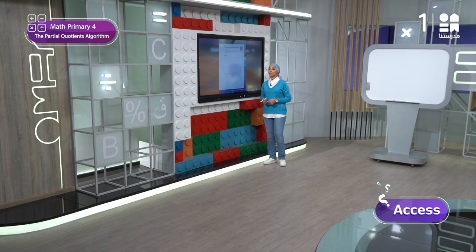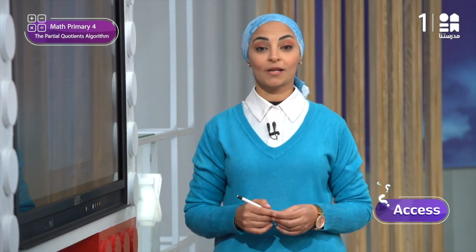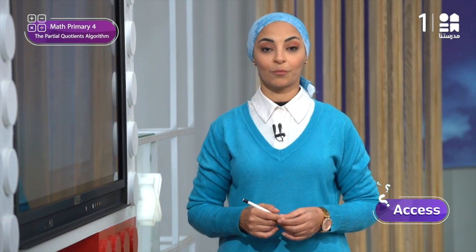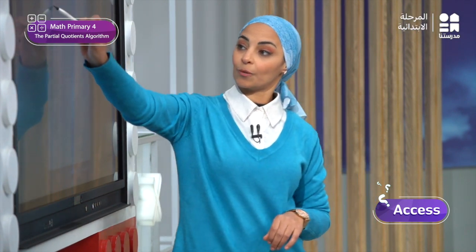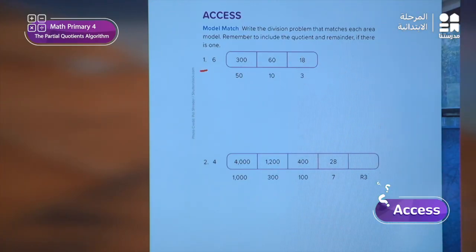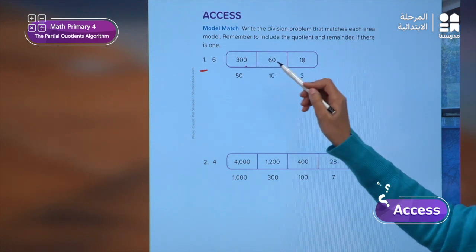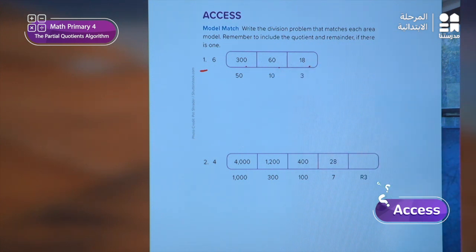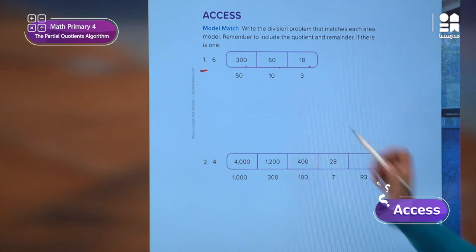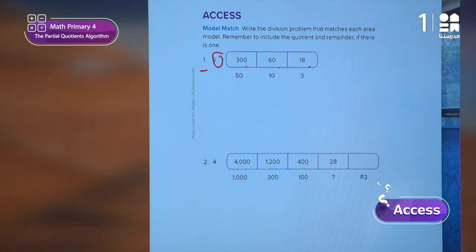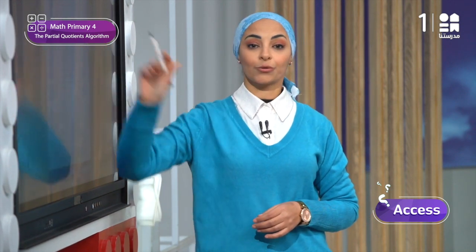And now let's review the equations you wrote in your books, and then we can answer problem number 2. Here, as you can see, the model in problem number 1 has 3 numbers. This is problem number 1. Here I have 3 numbers, which are 300, 60 and 18. The divisor, as you see here, is 6. So, the quotients are what? The quotients are 50, 10 and 3.